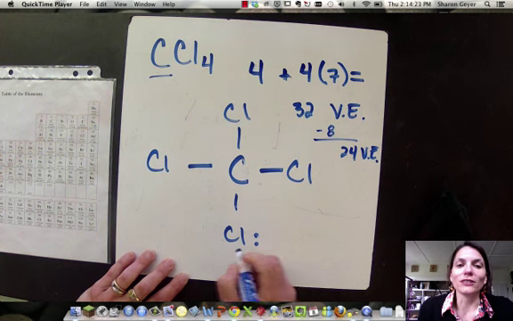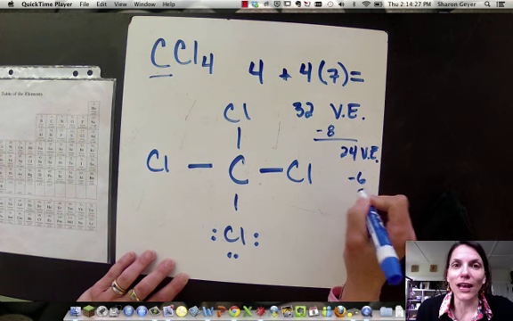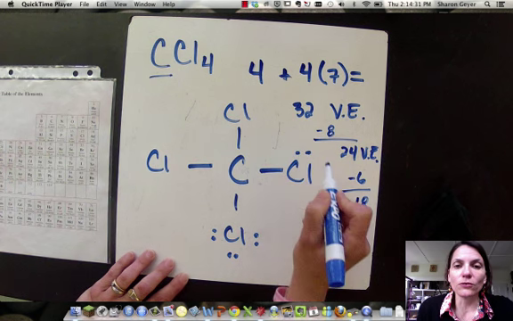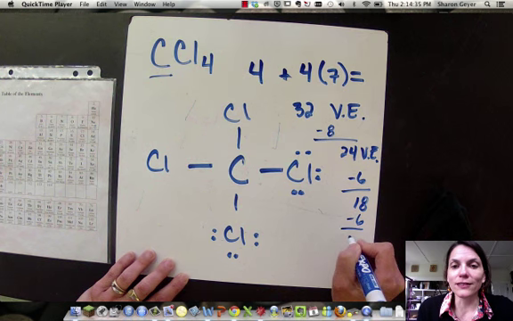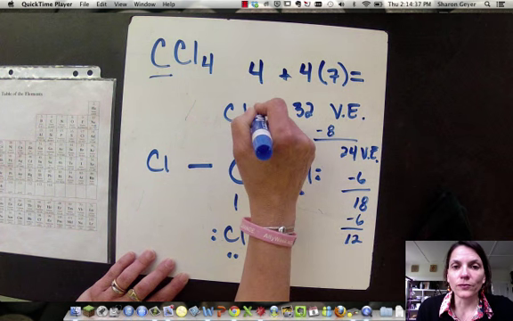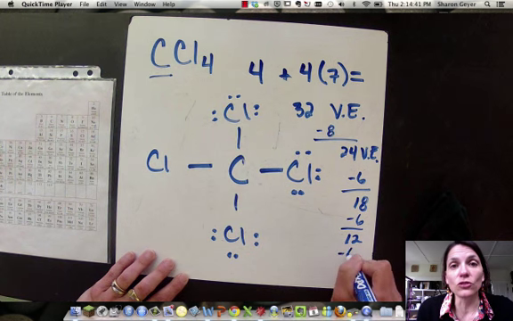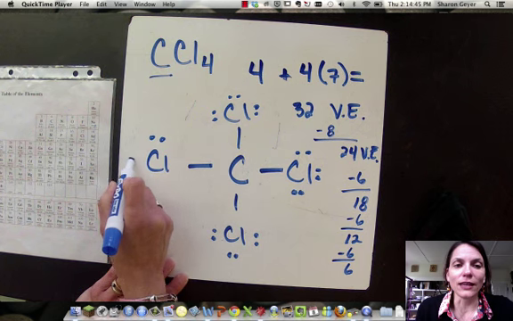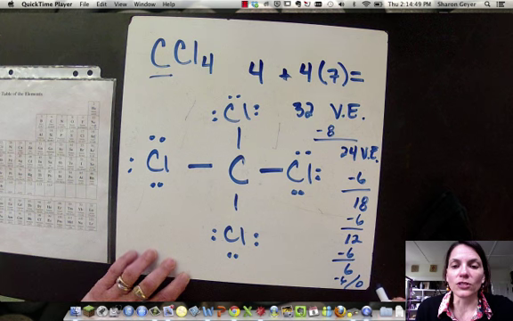These 24 electrons I will use to complete the octet of every atom in the molecule, if possible. So I distributed 3 pairs on the first chlorine, which took up 6, 3 on the second, 6 more. Here, this chlorine needs 3 pairs. Remember, we distribute them in pairs. So now I have 6 left for the last chlorine. And that uses up all of my valence electrons.